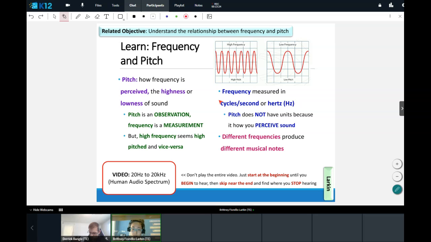All right. Now again, frequency has an actual measurement. It's measured in cycles per second, or in those units we learned about, hertz. So it's an actual number with a unit.